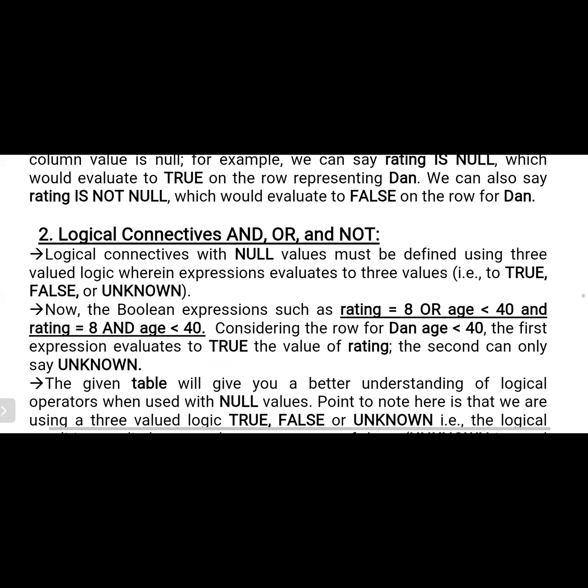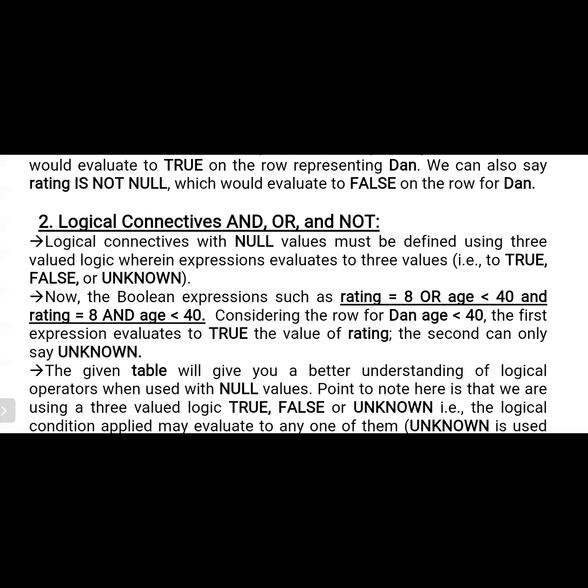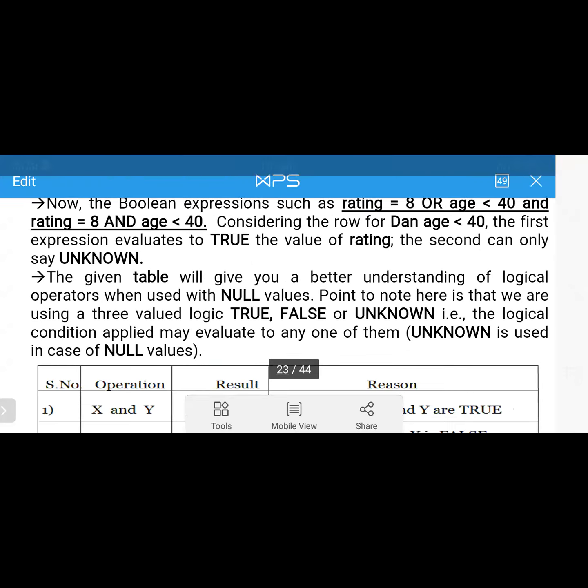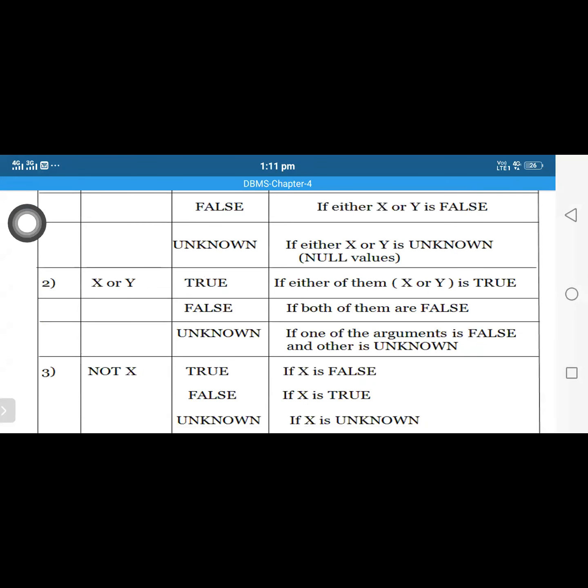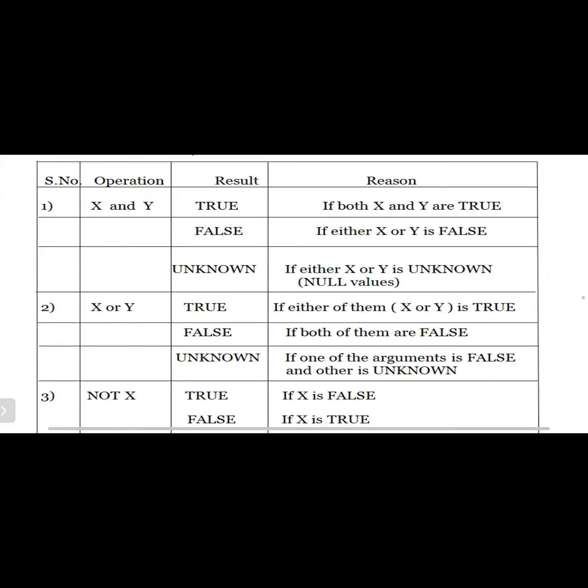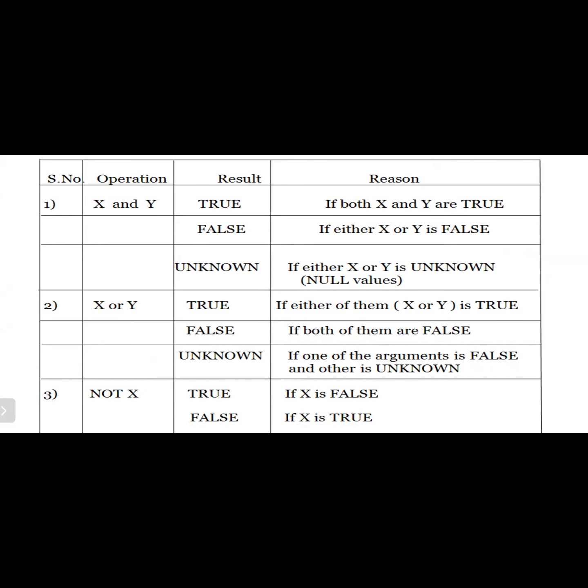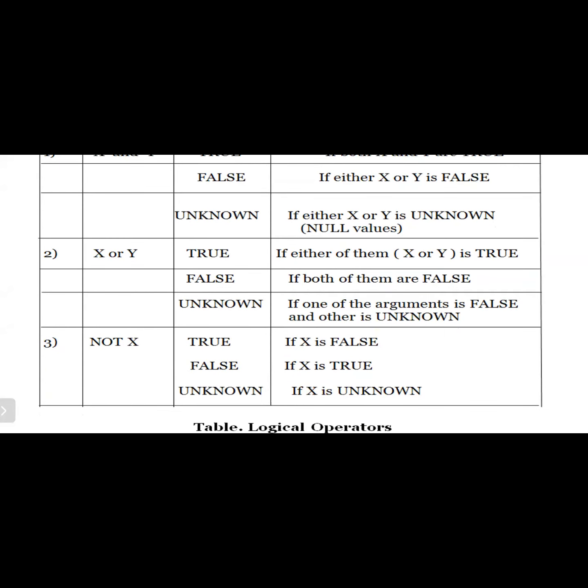Okay, next one is the logical connectives with the null values. Then the resultant will be unknown. If you are observing this table of x and y, if both are true, then the result value is true. If both are false, then the result value is false. If either x or y is false, then also false. Next, if either x or y is unknown or null value, then the resultant is unknown. In the same way for x OR y.